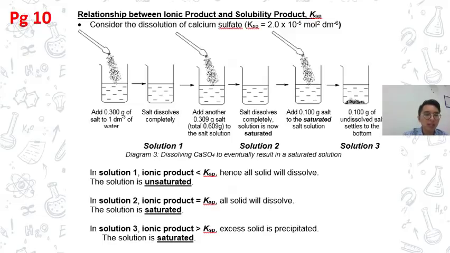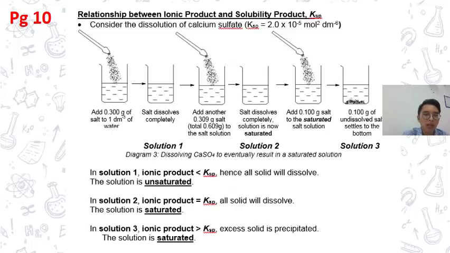I repeat. For KSP, it is the concentration of the ions at saturation, it is a fixed value. Whereas for ionic product, we assume that whatever you're adding in completely dissolves. After that, we'll compare with KSP. If the ionic product is less than KSP, it means that everything will dissolve.